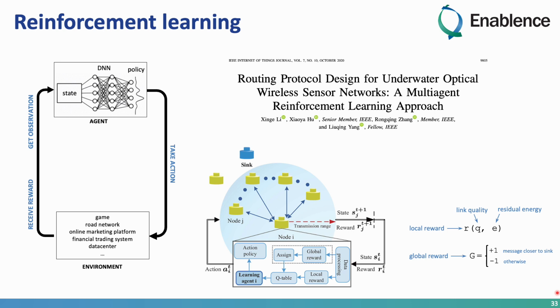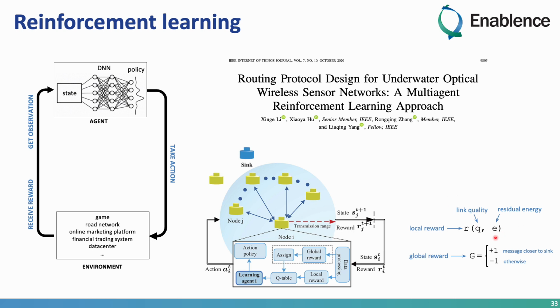So the approach taken in this work is to deploy a multi-agent reinforcement scheme, where the agents learn not only from the local rewards for communication between the immediate nodes, but also global rewards that give them a global perspective of the network. Now, the local reward was defined as a function of two parameters, the link quality and the residual energy.